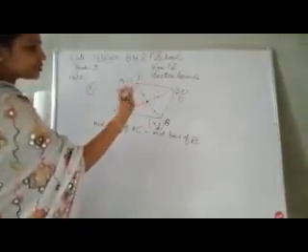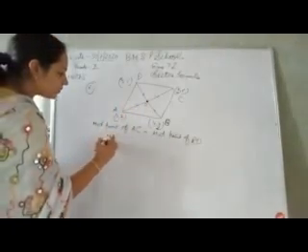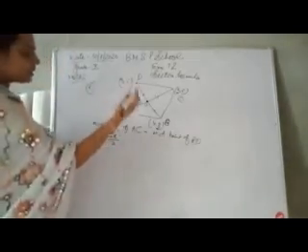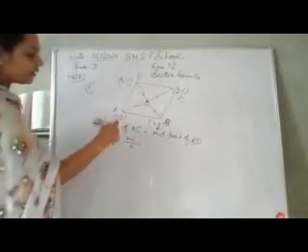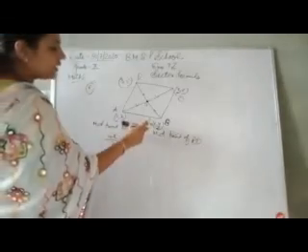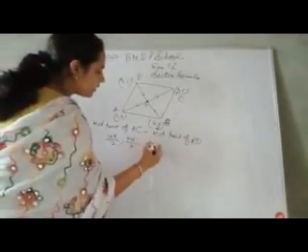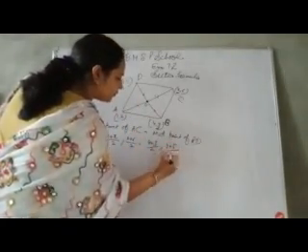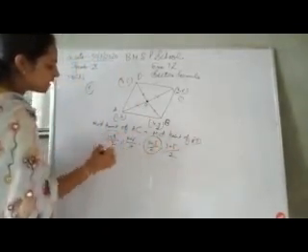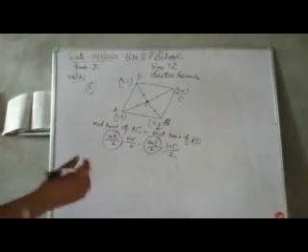Okay, midpoint of AC. It means x1 plus x2 by 2: 1 plus x by 2. Y is 2 plus 6 by 2. Firstly, I will add the x coordinates, then the y coordinates. Midpoint of BD is 4 plus 3 by 2 and y plus 5 by 2. Equate the x coordinate with the x coordinate.